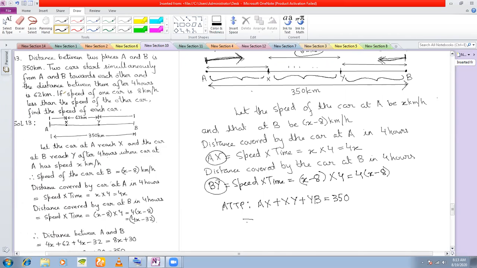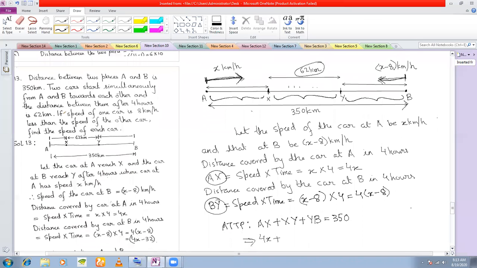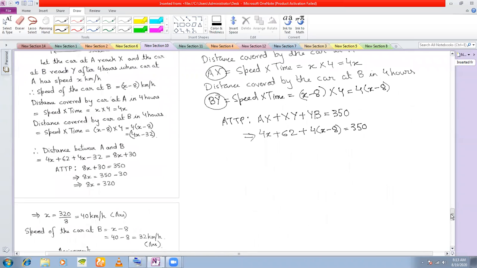And what is the distance we have calculated? AX we have calculated as 4x. And XY is given to us as 62 kilometers. And YB or BY we have calculated as 4x minus 8, equal to 350. Okay. Now we can find out the value of x from this equation.